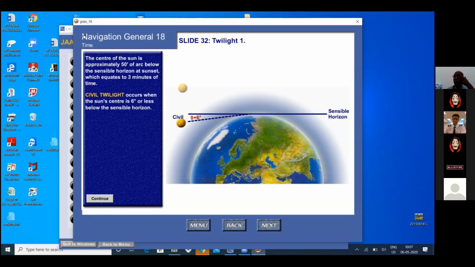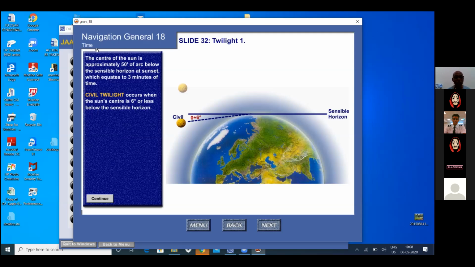And this happens from sunset till the sun is 6 degrees below the horizon. Sunset till 6 degrees below the sensible horizon is civil twilight. From the time that the top of the sun goes down below the horizon till it goes 6 degrees below the horizon, it is civil twilight.